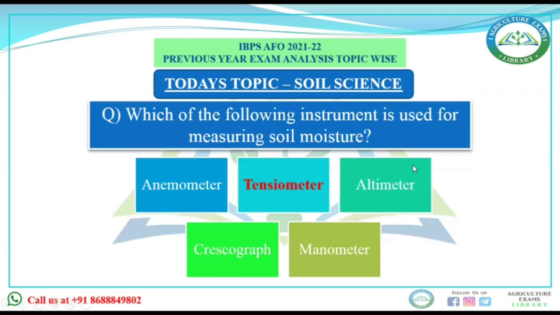First question is, which of the following instruments is used for measuring soil moisture? The options are anemometer, tensiometer, altimeter, crescograph, manometer. Now, this question was asked related to instruments. Then you have to remember the name of the instrument and for which purpose it is used.